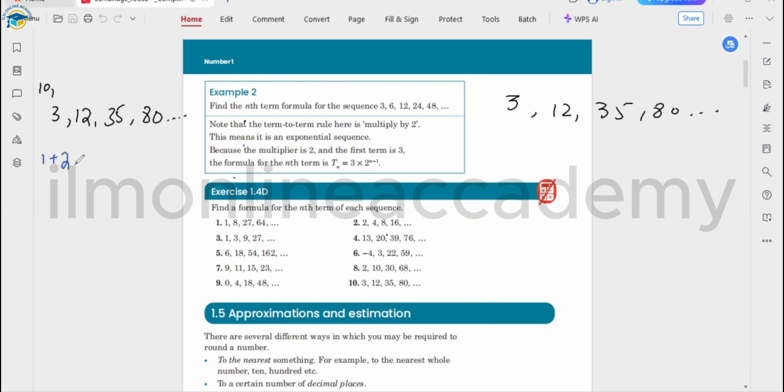1 plus 2 will be 3. Next is 12, and we need to have 4 next. So 12 minus 4 is 8, so we can write 8 plus 4. Next is 35. What I need to have is 2, 4, and then 8. So from 35, if I subtract 8, I get 27 plus 8. And the last is 80. I need 2 power 4, and that is 16. From 80, if I subtract it, it's coming 64.